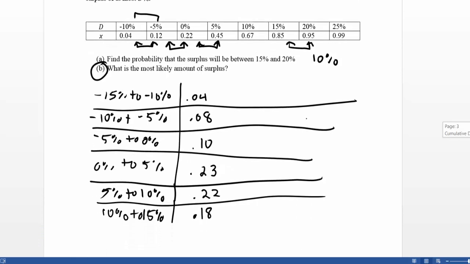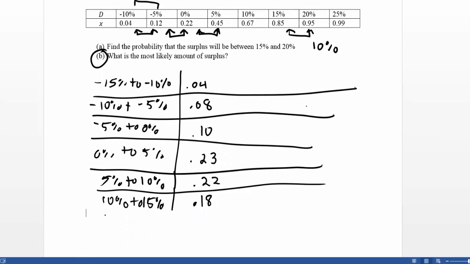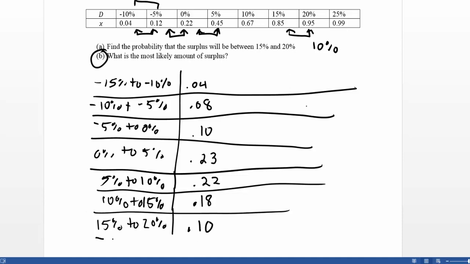The next category here is going to be 15% to 20%. So from 15% to 20%, if I subtract those two values, I get 10%. And then finally, last but not least, I have 20% to 25%. All right, if I subtract those two values, I get 0.04.